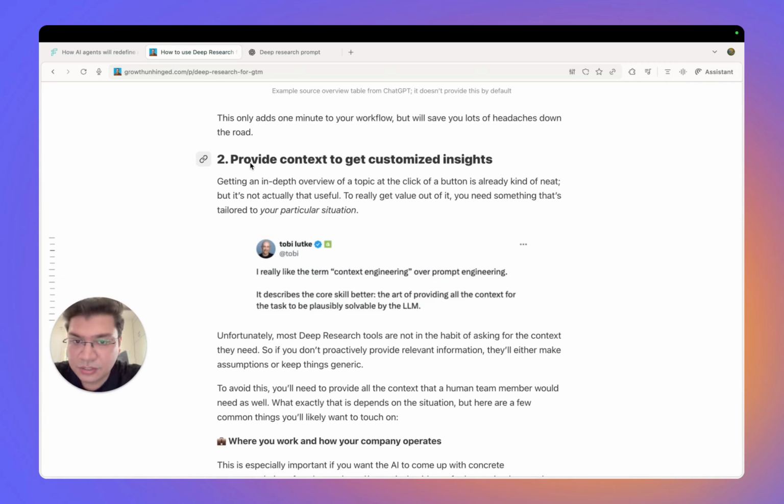There is a very good tweet from Tobi Lutke, where he says he likes the term context engineering more than prompt engineering. And to be honest, I totally agree with him. The more context that you provide to the LLM, the better your whole prompt is. A prompt is essentially more context than anything else. Context plus instruction, right? That is how a prompt is.